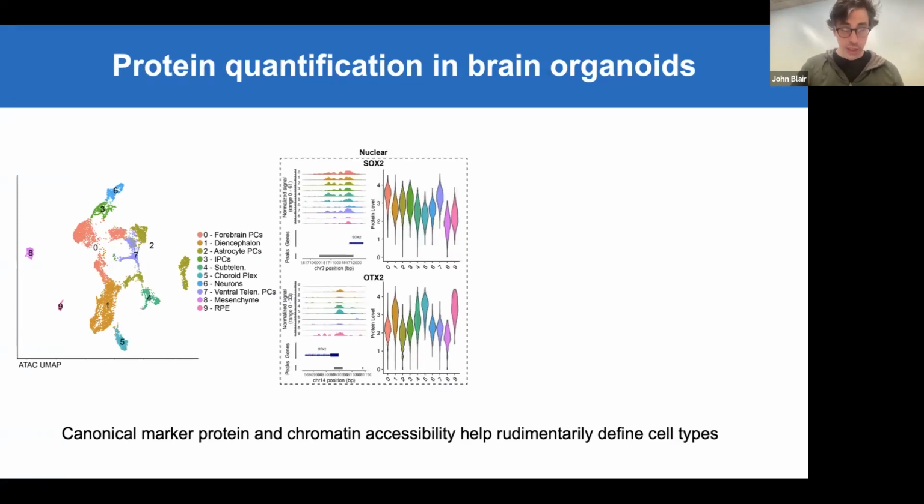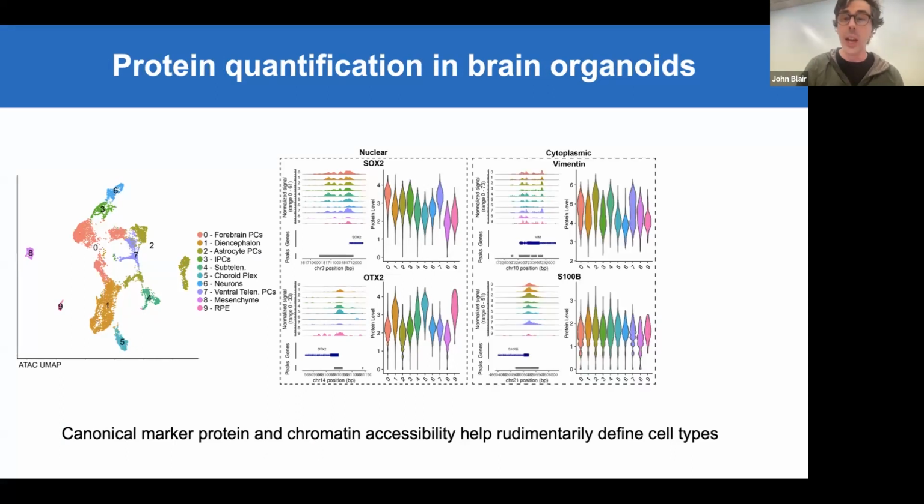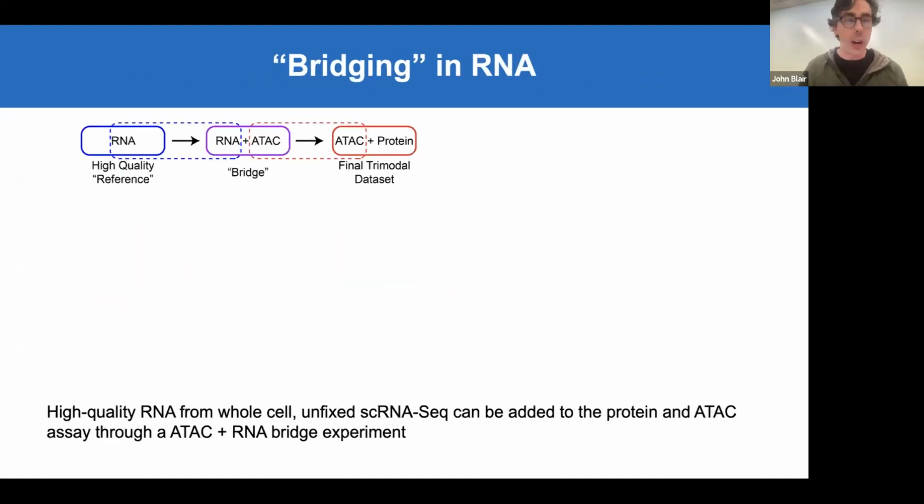If we look within these cell types at nuclear proteins such as SOX2 and OTX2, we see a strong difference between different cell types that also closely matches the chromatin accessibility at the respective genomic loci. This is also the case for cytoplasmic proteins. But we want to be able to bring in RNA.